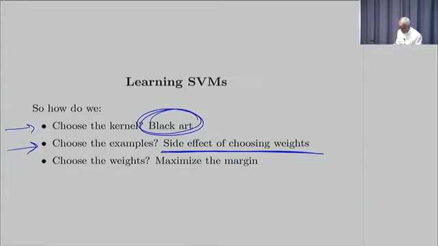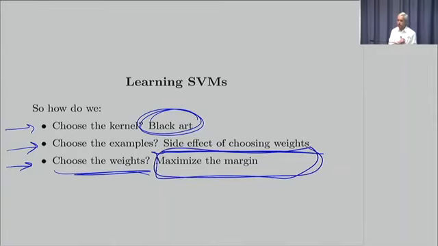And finally, here's the key question around which this is what an SVM learner is like: how do you choose the weights? The way you do it is by doing something called maximizing the margin, and after the break we'll see what that means.